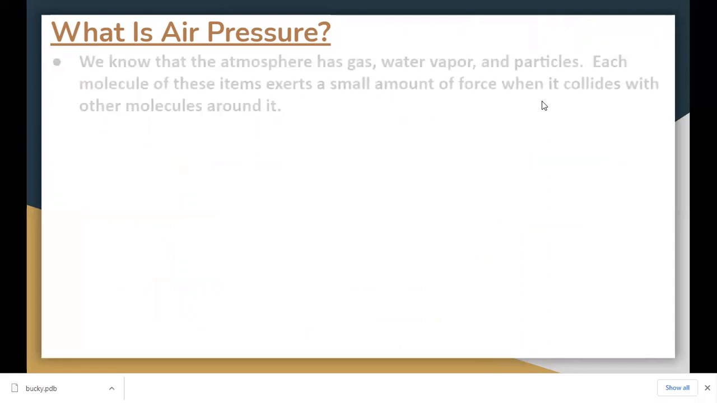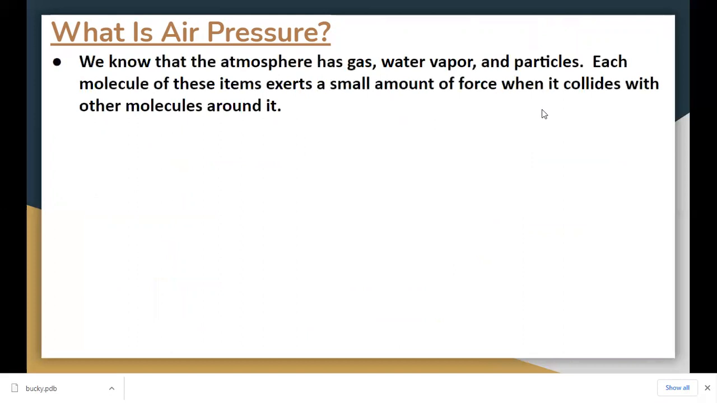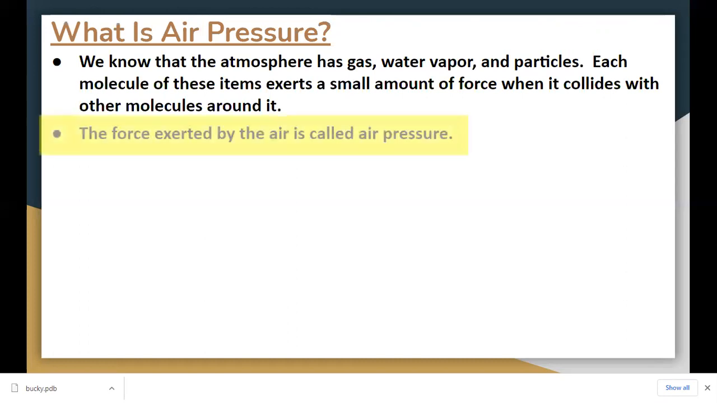That could really hurt. Well, we know that the atmosphere has gas, water vapor, and particles. We just said that. Each molecule of these items, molecules you cannot see, but they're there, exerts a small amount of force when it collides with other molecules around it. So it's constantly got all these molecules swimming around out there that you can't see in the atmosphere. The force exerted by the air is called air pressure.